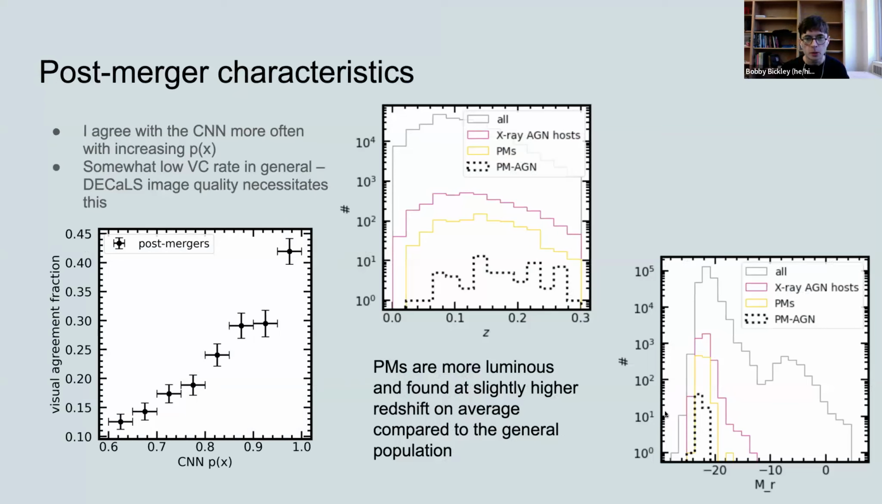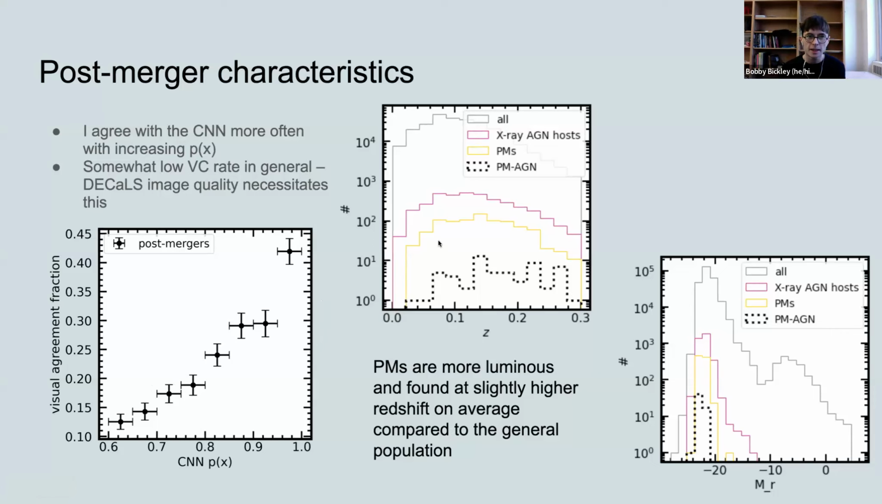What are these post-mergers like? Something that I will point out, and this is a reassuring result, is that the visual agreement fraction, the proportion of the time when I agree with the neural network, increases as a function of the value of the neural network's prediction of post-merger status. This is to say that even in DECaLS, a different imaging sample, the model still seems to have some grasp of what's going on, and that's comforting.